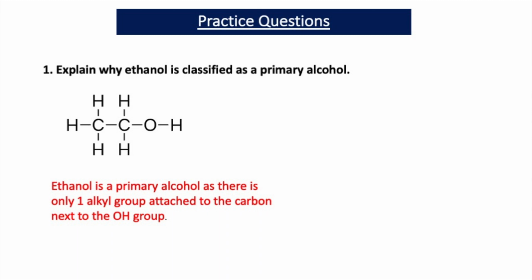So our first practice question is asking why ethanol is classed as a primary alcohol. Now, it's classed as a primary alcohol because if you look at the carbon next to the OH group, there's one alkyl group attached to this carbon. So ethanol is a primary alcohol because there's one alkyl group attached to the carbon next to the OH group.